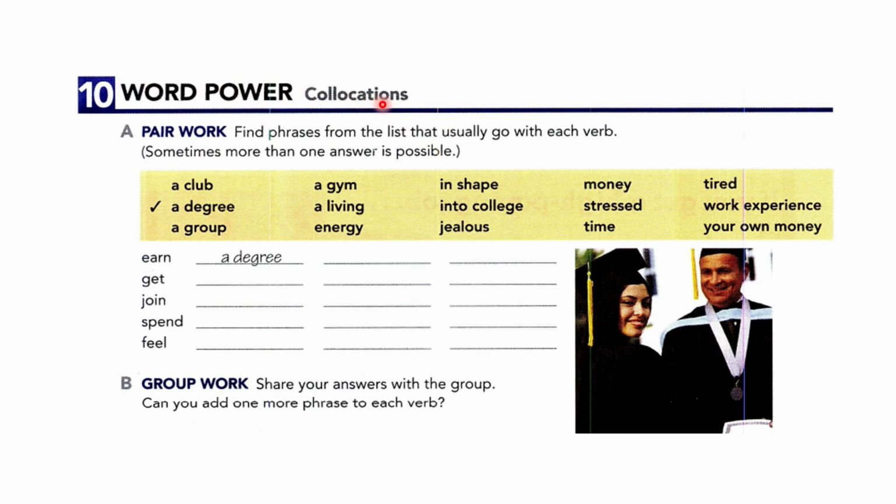Here we have the collocations. Find phrases from the list that usually go with each verb. Okay, earn a degree. What else can you earn? What else can you earn? Tell me, Santiago.